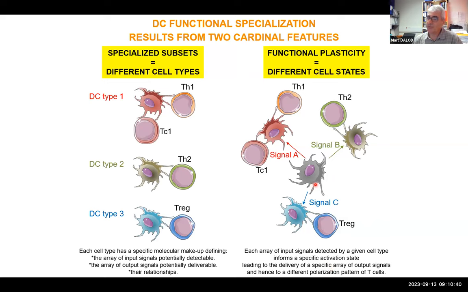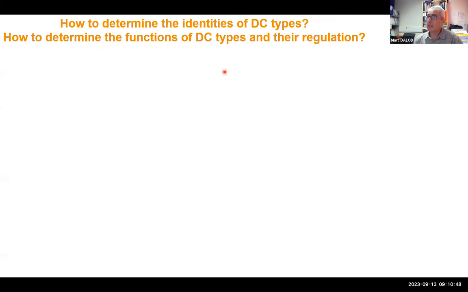And that's where you have different activation states that can be induced, and that's where you get plasticity of the function of a given DC type. So in my lab for many years, what we try to do is to better determine how we can identify DC types and define them, and then how we can determine their functions and the regulation of their functions.